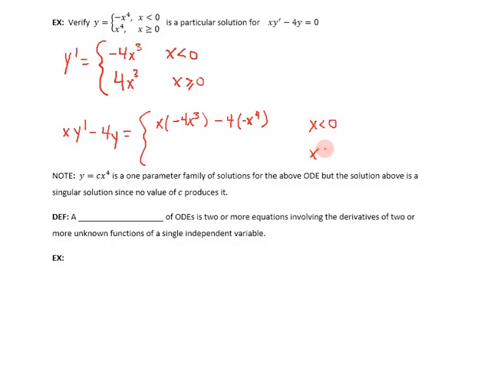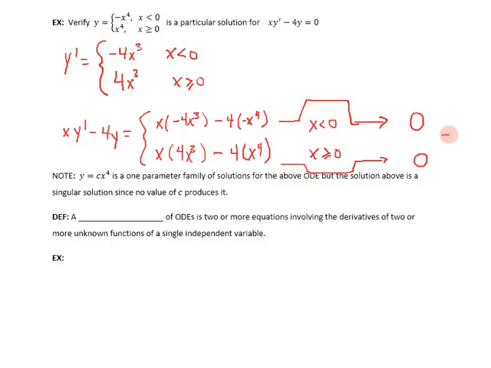For the bottom piece, x greater than or equal to 0, I would have x times y prime, which is 4x cubed, minus 4 times x to the fourth. In both cases, this turns out to be 0. This one here turns out to be 0, which means both of those are equal to 0. So it checks. That is, in fact, a solution to that differential equation.